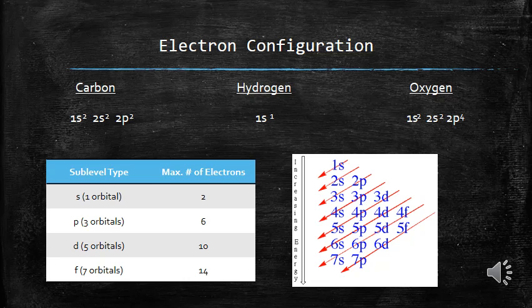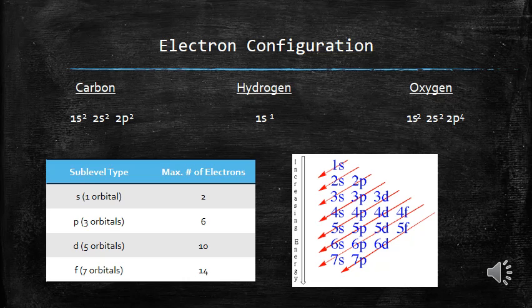So there are a total of 7 energy levels, and each energy level contains sublevels, which is S, P, D, and F. Each sublevel contains orbitals, and those orbitals are regions of space where the electrons are likely to be found. And each sublevel has a different amount of orbitals. So S has 1 orbital, P has 3, D has 5, and F has 7. And an orbital can hold up to a maximum of 2 electrons.